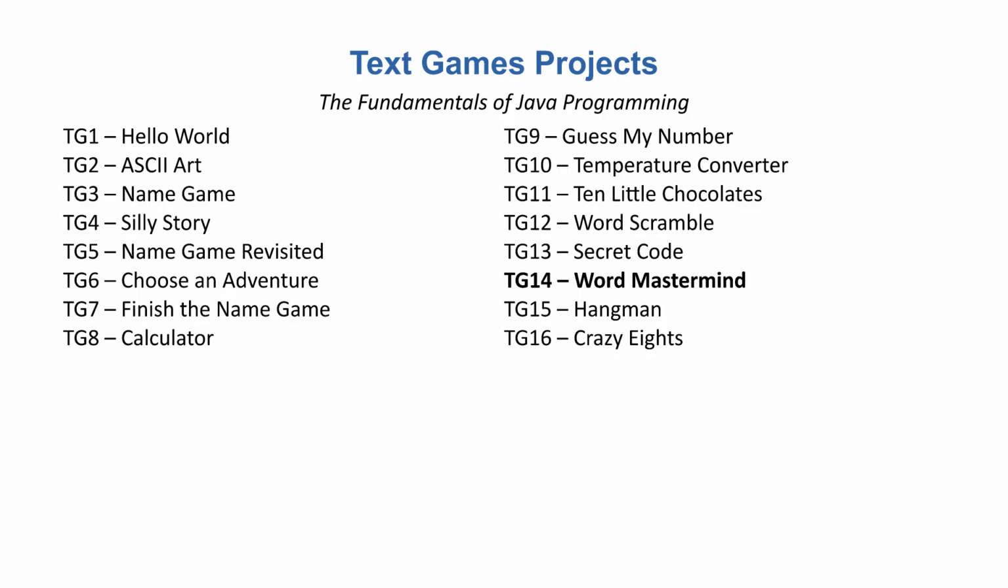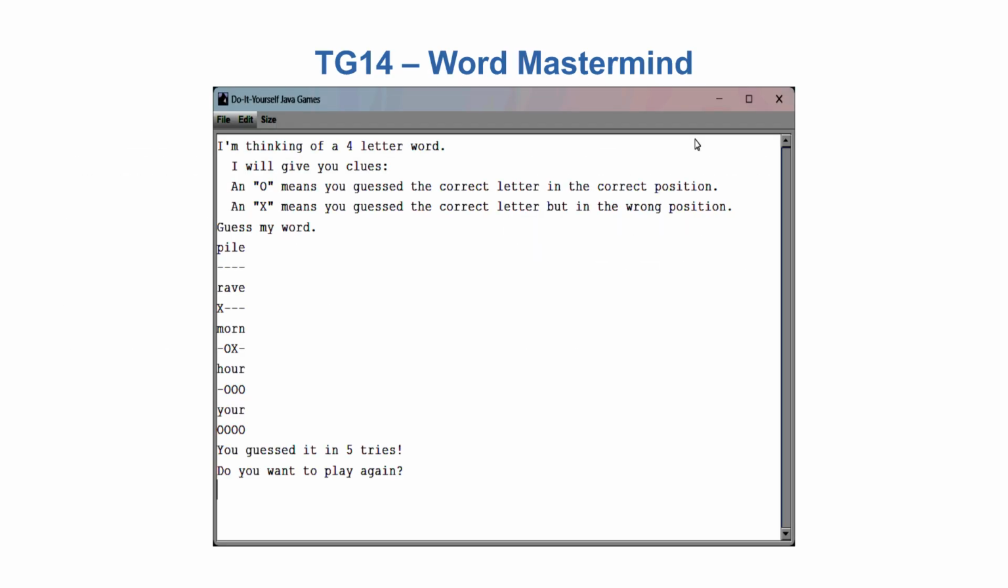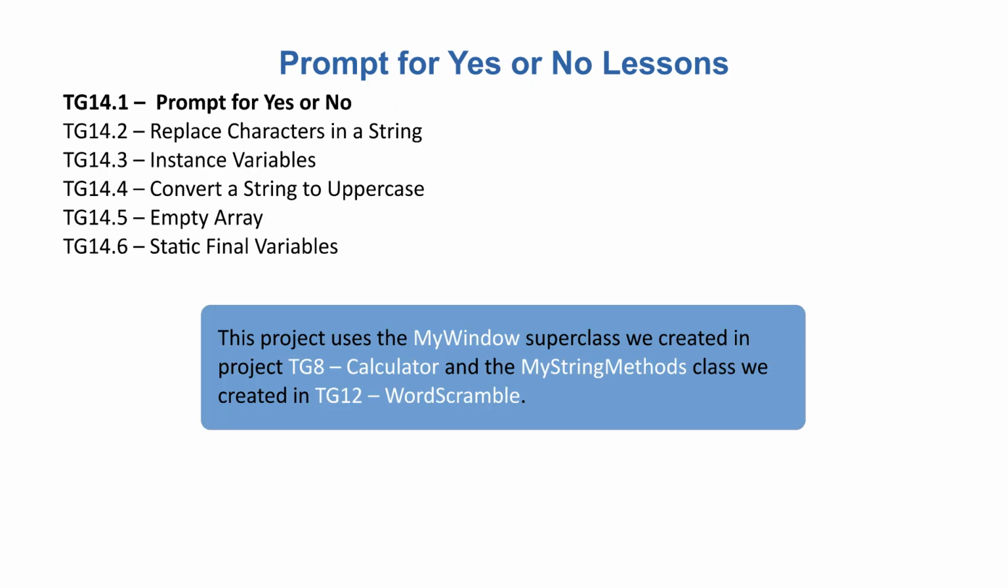We're currently working on the 14th project, TG14, Word Mastermind. The goal in the Word Mastermind game is to guess a 4-letter word. The clue will contain an O for each correct letter you guessed in the correct position, and an X for each correct letter you guessed in the wrong position, like this. This is lesson TG14.1, where you'll create a method to prompt a user to respond with yes or no.